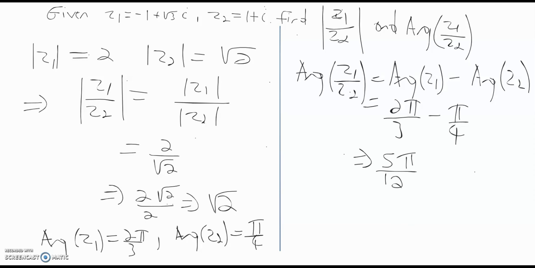What I want you to do is divide the two complex numbers first, and then find the modulus and argument of the result, and see if you actually end up with the same answer. You should. But bear in mind, whatever you get, it should be the principal argument. So I know that 5 pi over 12 is between negative pi and pi. You should always check to ensure that the argument is the principal argument.